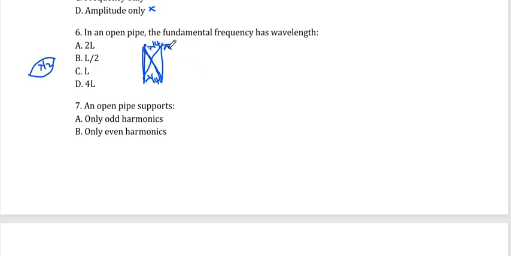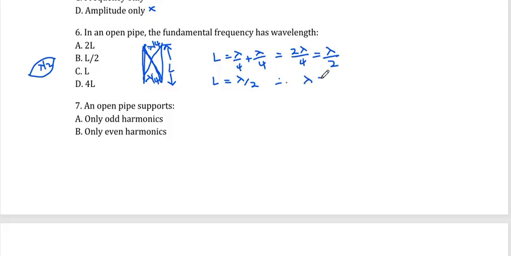And this is the length of the pipe. An open pipe is open at both ends. So the length is going to be lambda over 4 plus lambda over 4, and that will give us 2 lambda over 4, which is equal to lambda over 2. So if L is lambda over 2, that means lambda is going to be equal to 2L. So the answer to this question is A.